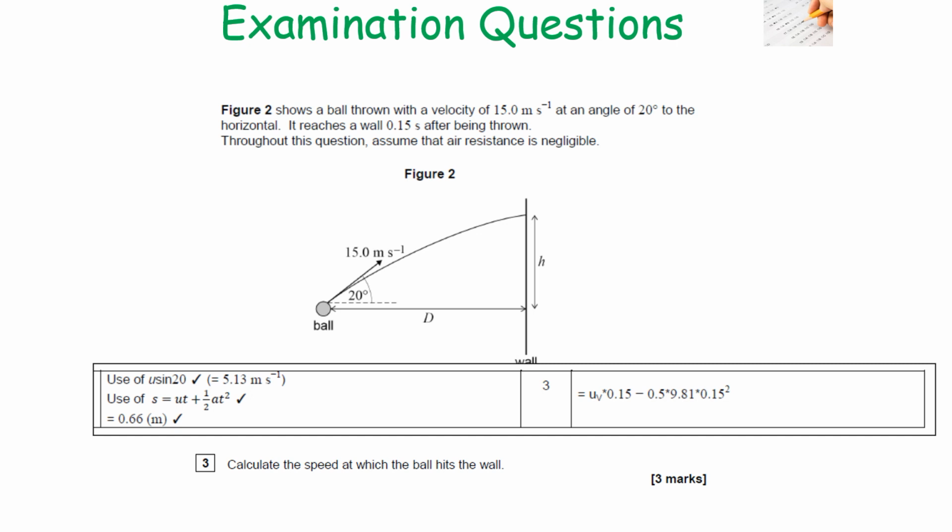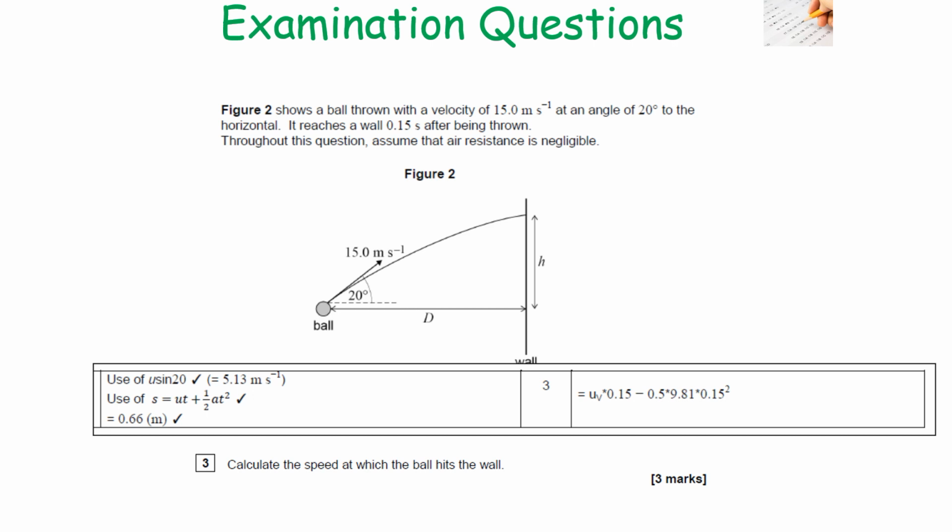We can then find the correct suvat equation to use. s equals ut plus a half at squared. We know a is 9.81 because it's acceleration due to gravity. We're given t in the question to be 0.15, and we know what u is because we started out by saying it's 5.13, and worked it out to be 0.66 meters.